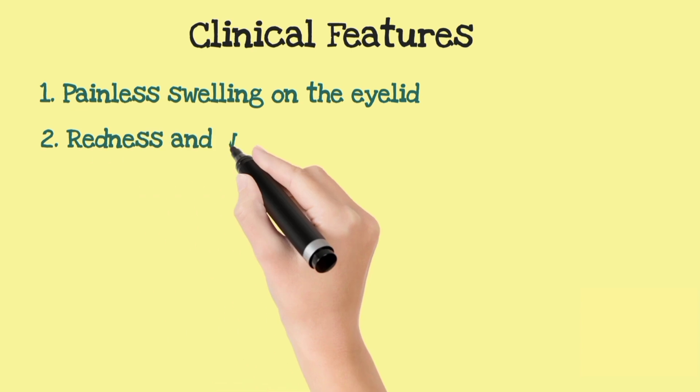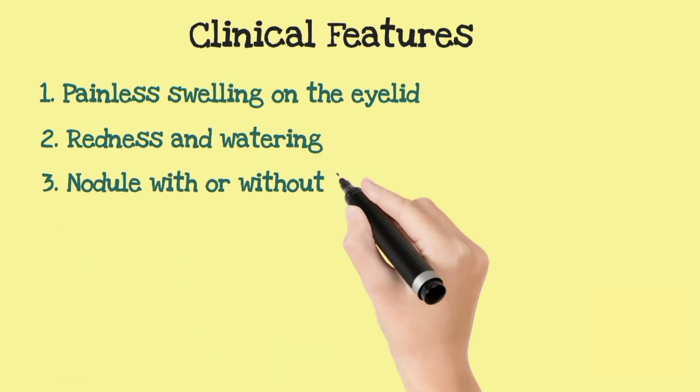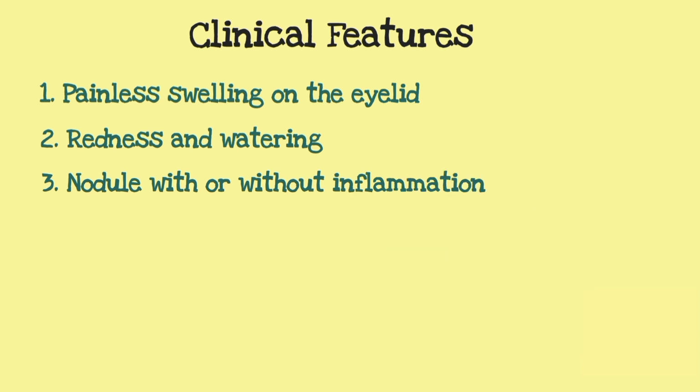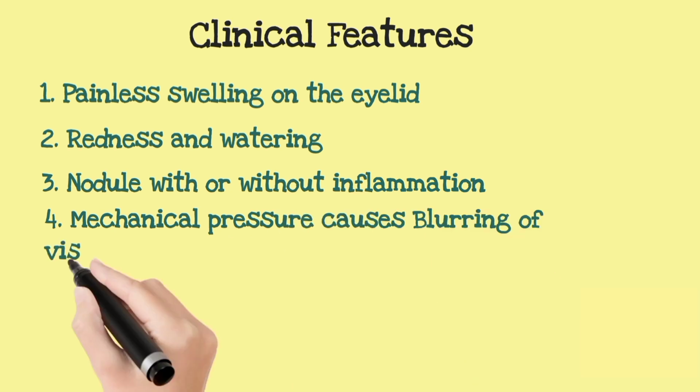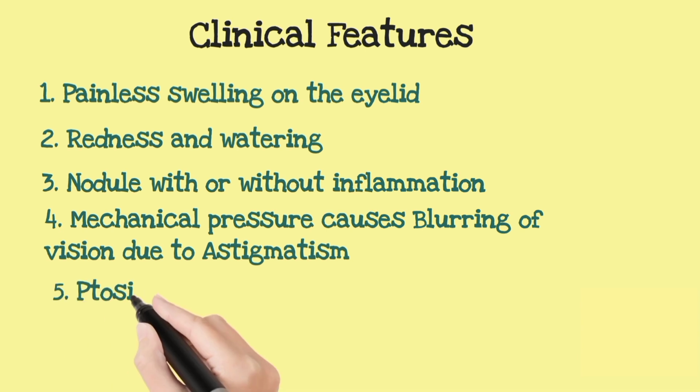Painless swelling on the eyelid without the external inflammation signs. Number 2, redness and watering from the eyes. Nodule with or without inflammation. And mechanical pressure due to Chalazion causes blurring of vision due to astigmatism. It also causes ptosis, and it is also due to the mechanical pressure caused by Chalazion.